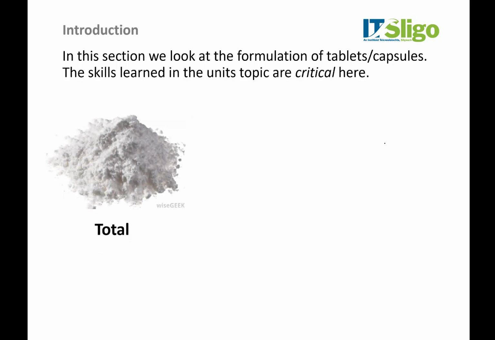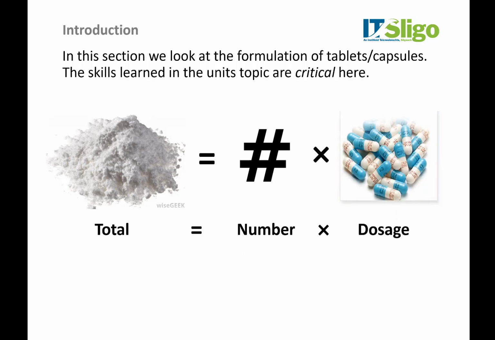So now we're going to take a look at the formulation of tablets and capsules and the like, where we've got a total amount of powder or some formulation and it's going to be made up into a number of capsules, pills, tablets, loads of different types of ways of drug delivery. So here we have a similar setup to distance being speed by time. So we can set this up using a triangle.